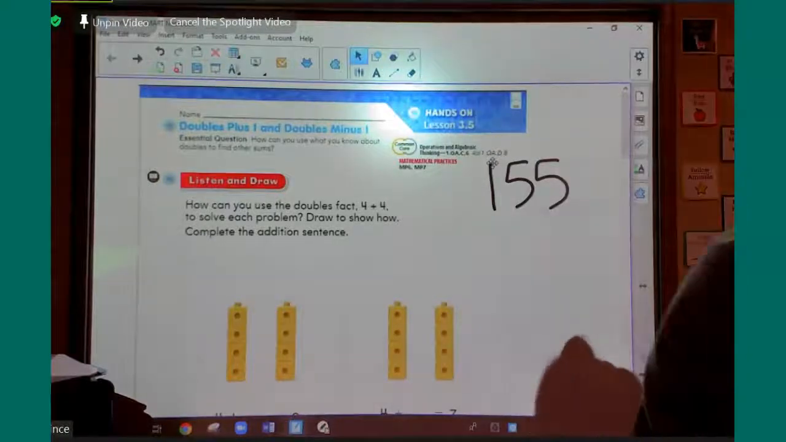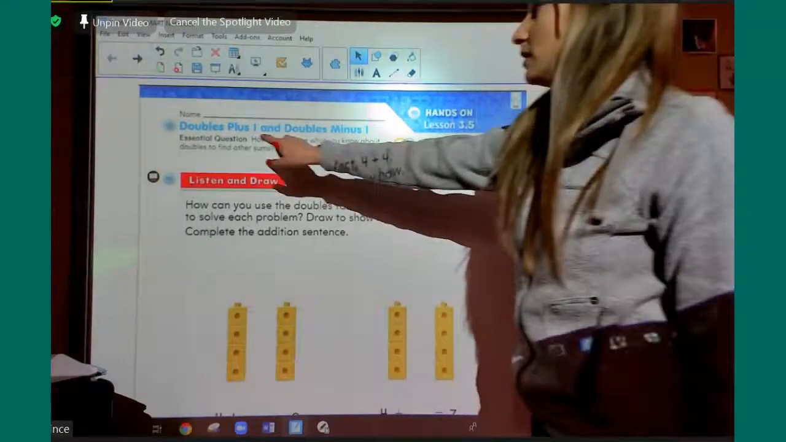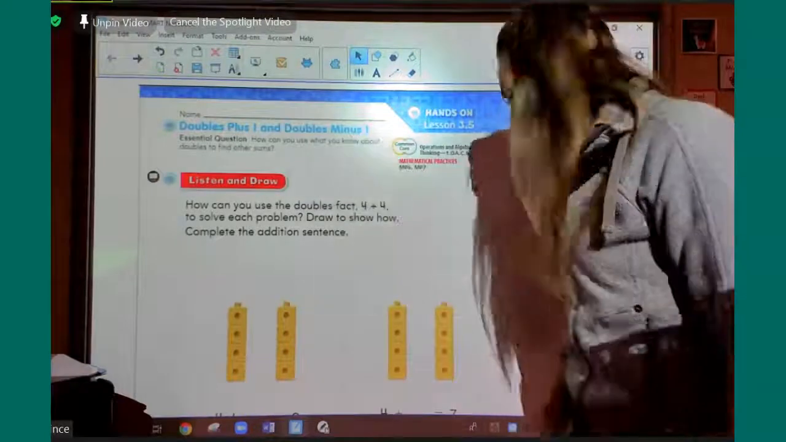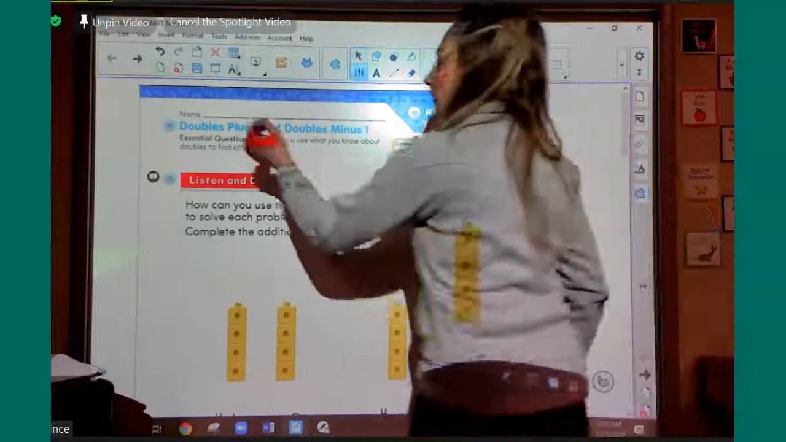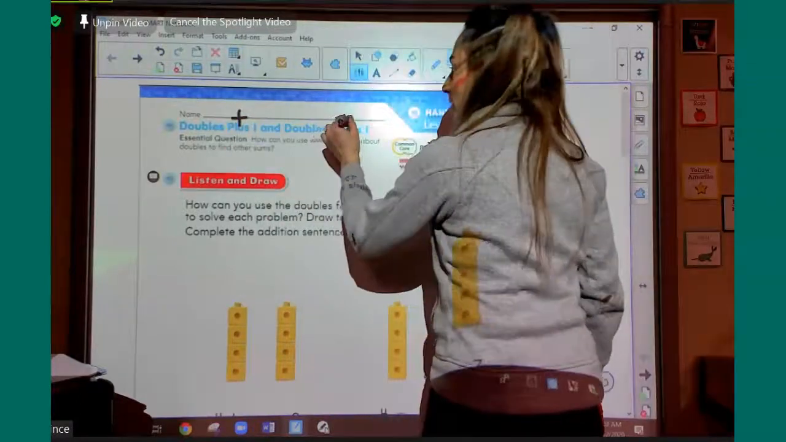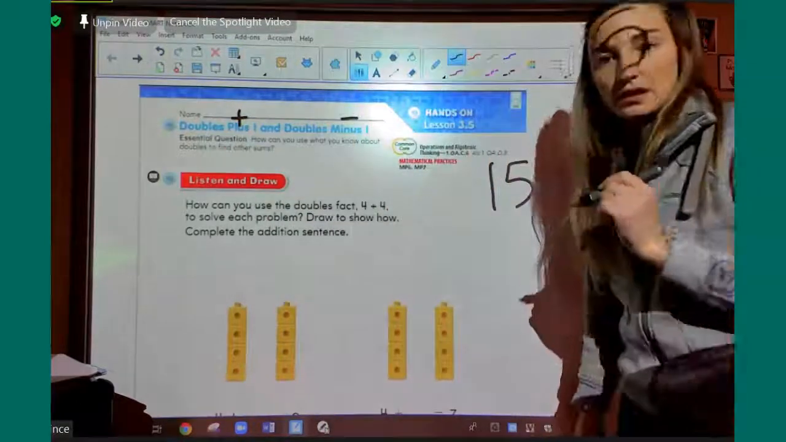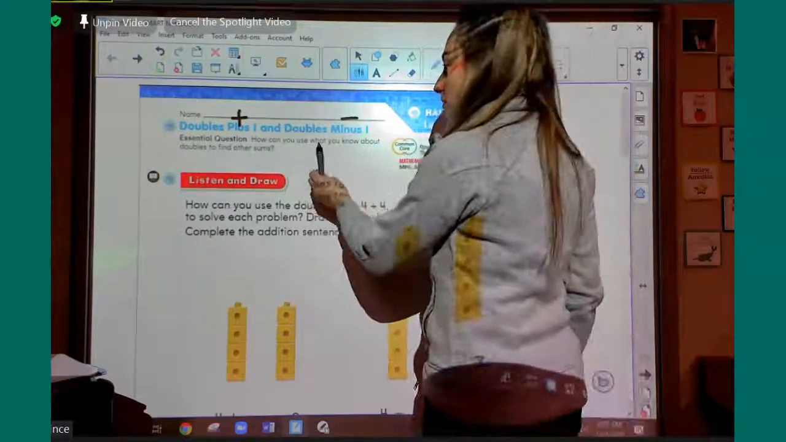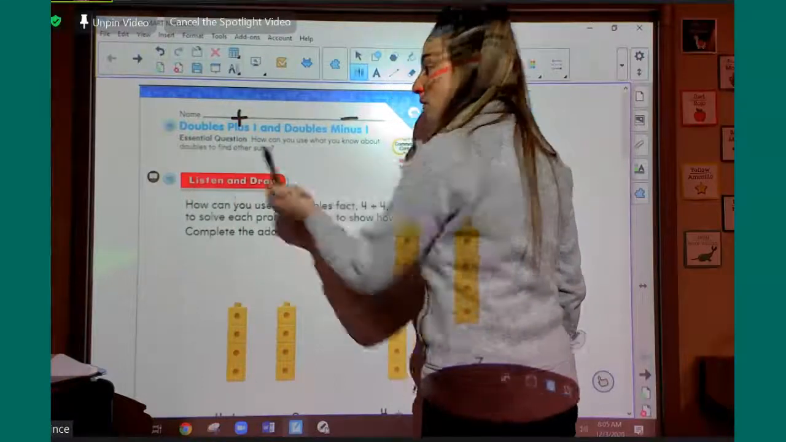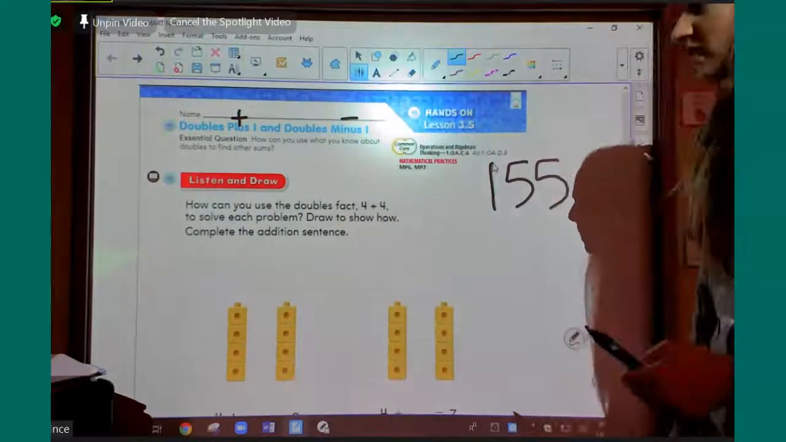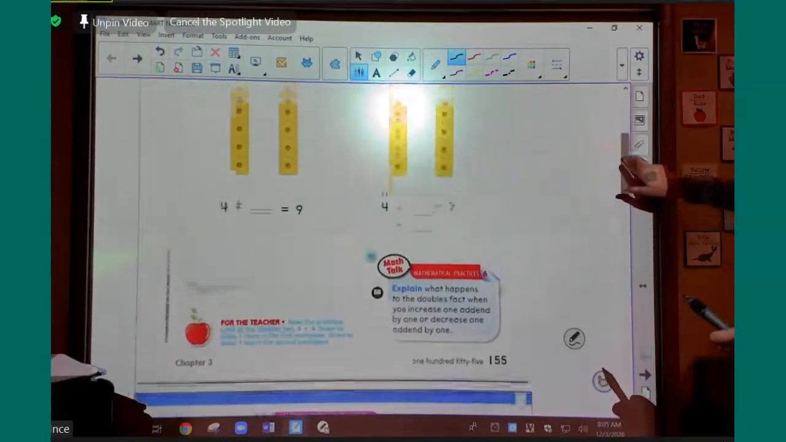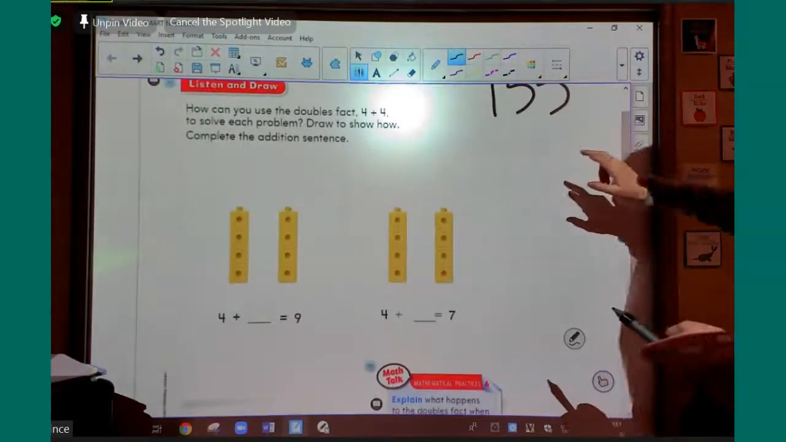3.5, we are talking about doubles plus 1 and doubles minus 1. So I'm going to put our little symbols here just to remind us, plus and minus. Our question is, how can you use what you know about doubles to find other sums? So we're going to go to these cubes right here.